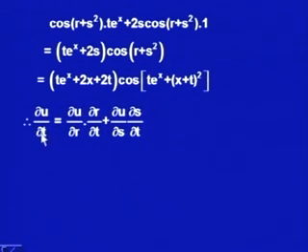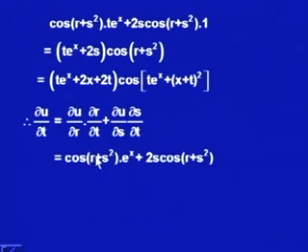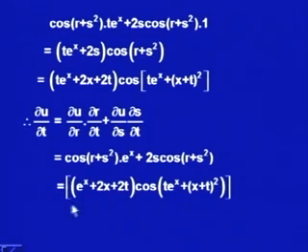Similarly, if I try to find del u by del t, that would be del u by del r into del r by del t plus del u by del s into del s by del t. Now, substitute: del u by del r is cos of r plus s square, del r by del t was e to the power x, del u by del s is 2s cos of r plus s square, and del s by del t was 1. So, we would get this, and again substituting r and s in terms of x and t, we would get this one. So, this is your chain rule.